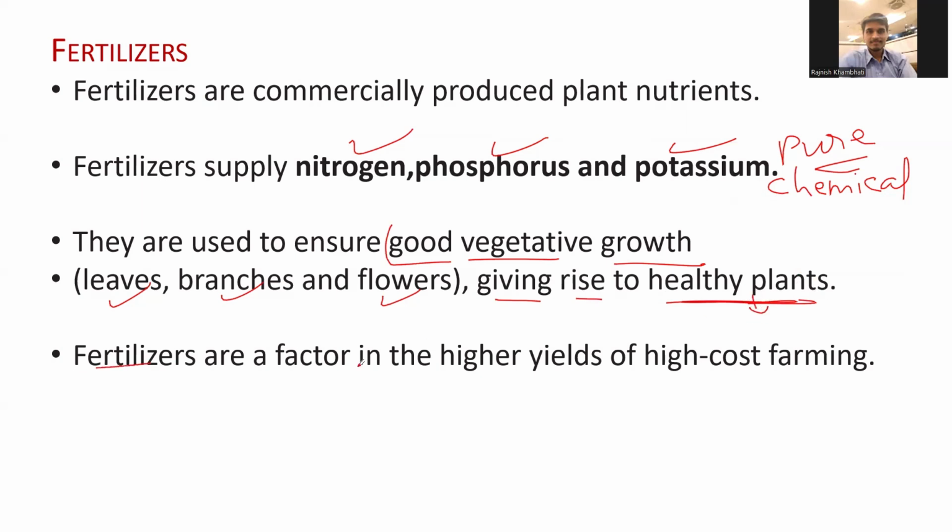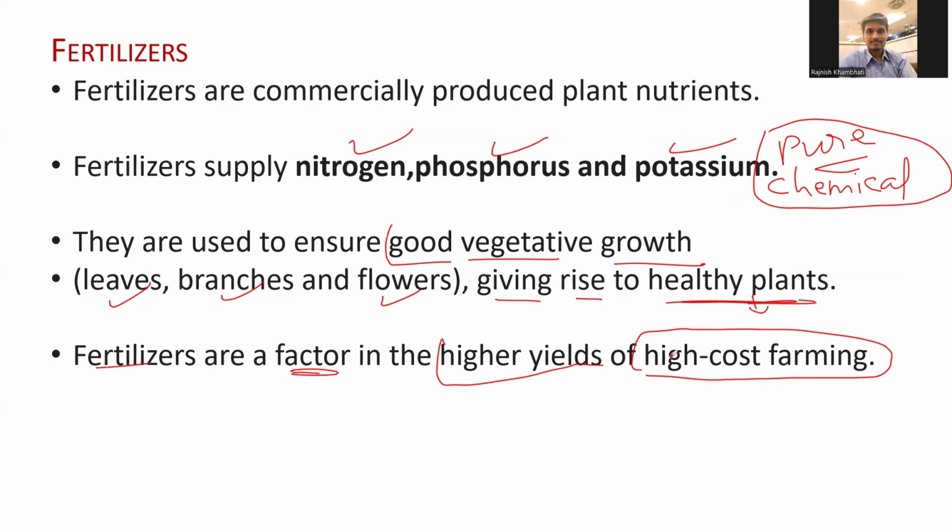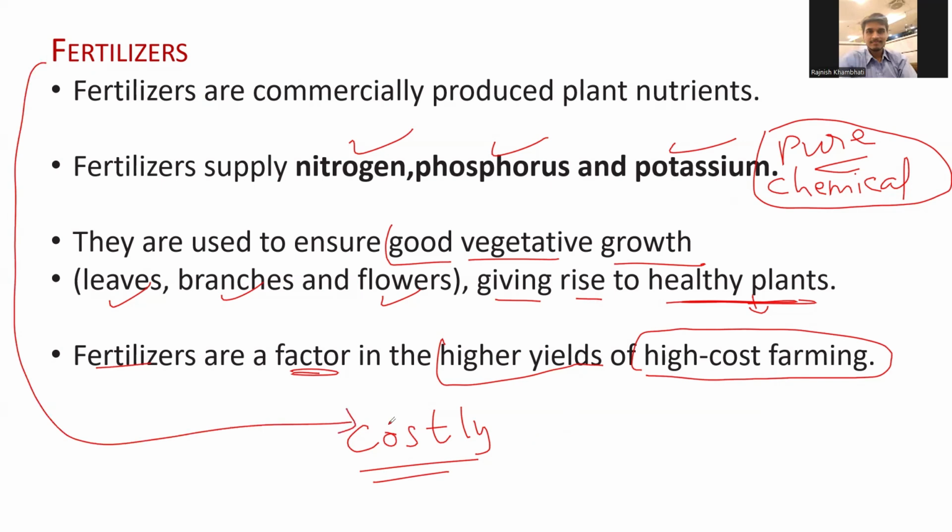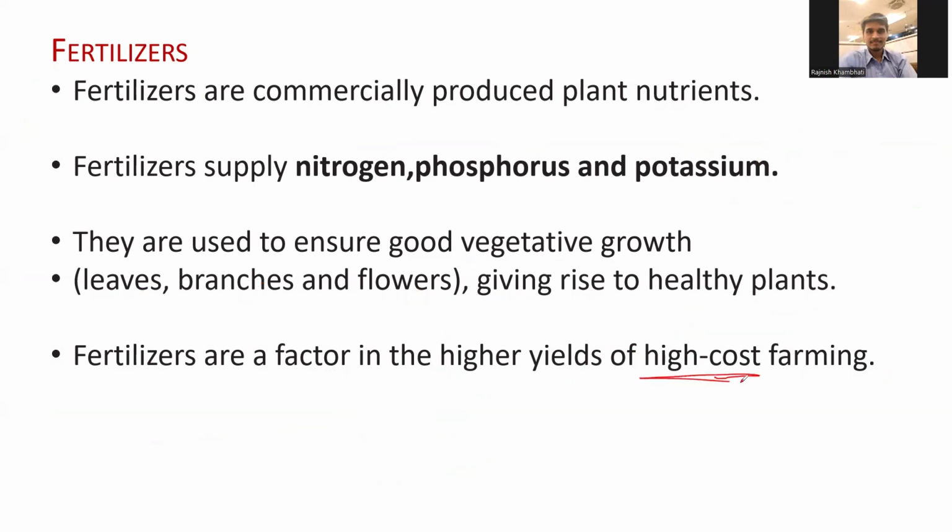So it's important. Fertilizers are a factor in high yield but high cost farming. Why? Because they are pure chemical. What are fertilizers? Pure chemical. And when you buy them, they are costly. They are costly material. So normally they are used by big farmers, according to our textbook. Okay. Actually, nowadays everybody is using it. But according to the textbook theory, fertilizers are used by big farmers, the rich farmers. And that is the reason it is known as high yield but high cost farming. Okay, it will be high cost.